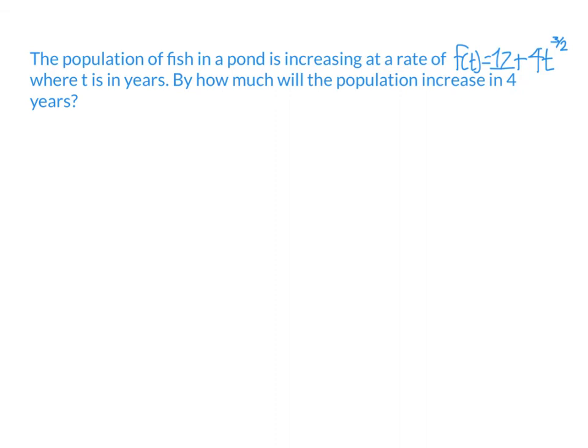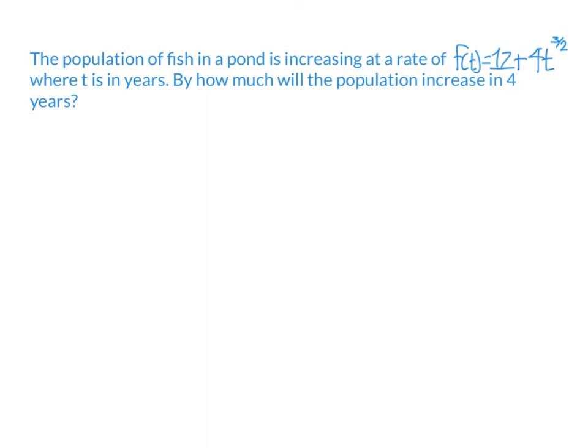All right, let's look at one more example of total change. So let's look at this example here. The population of fish in a pond is increasing at this rate here. The rate's given by this function here, where t is in years. And we're asked by how much will the population increase in 4 years. So this last sentence is asking us for the total change in population in 4 years.